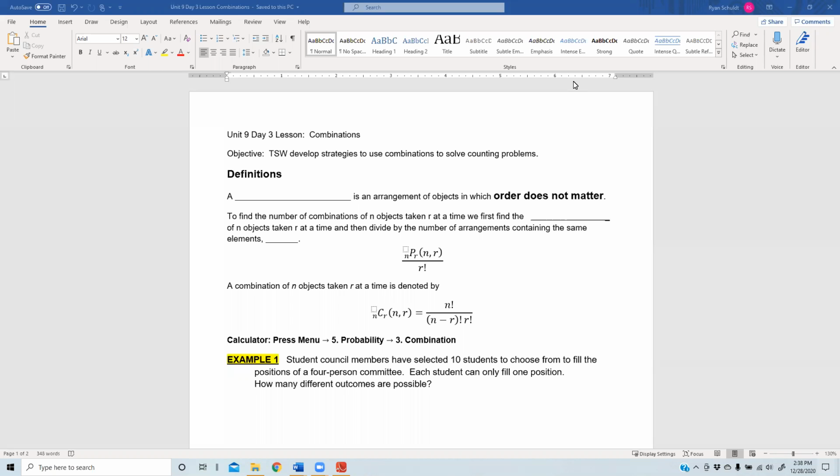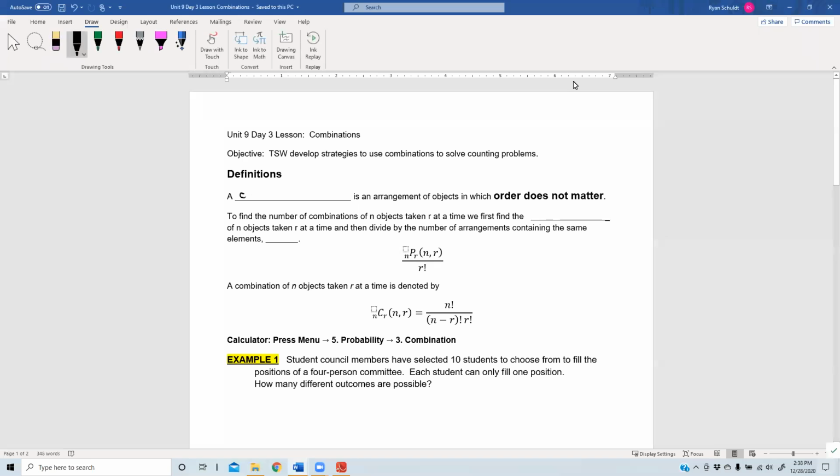Anyways, yesterday we looked at permutations. And if you remember, that means order mattered. If you were president, that was different than you being vice president. Order mattered. A combination is an arrangement of objects in which order does not matter. So combinations, order does not matter. Whether you get picked first, second, third, it doesn't matter. You got picked. That's a combination.